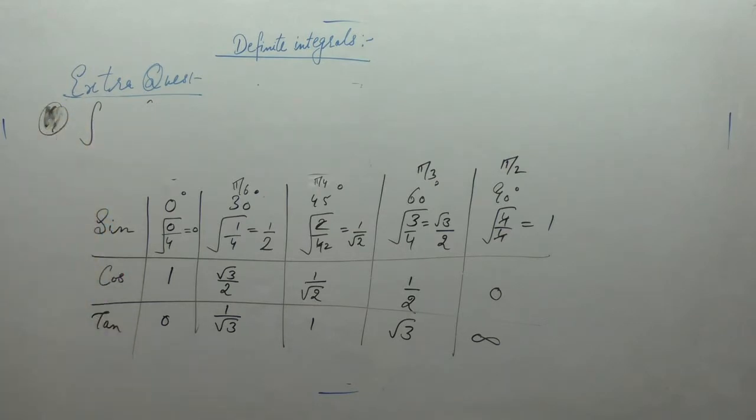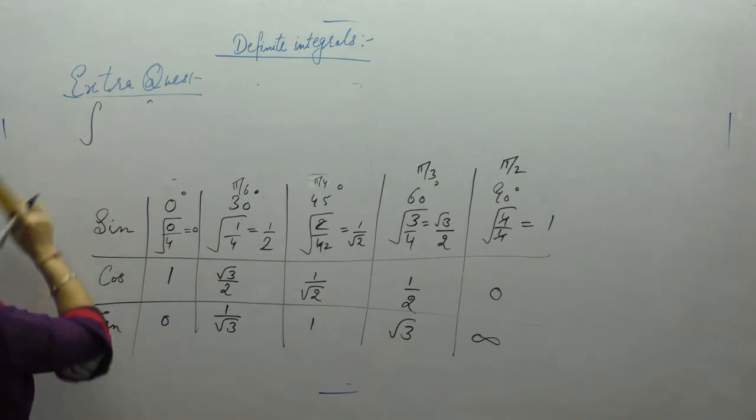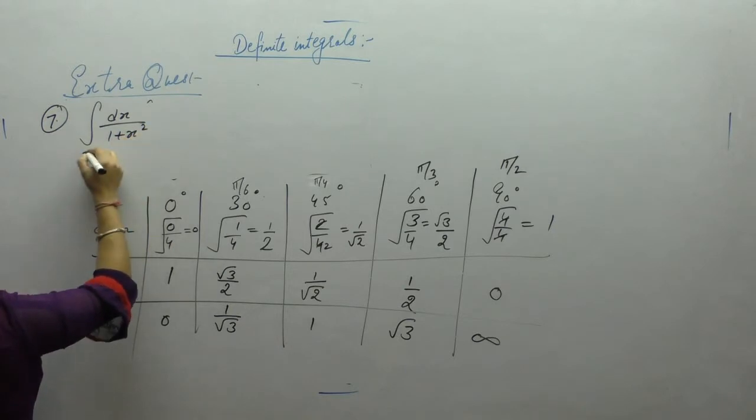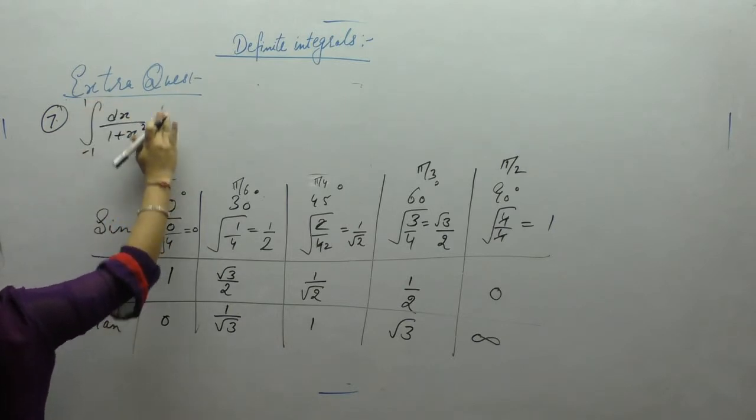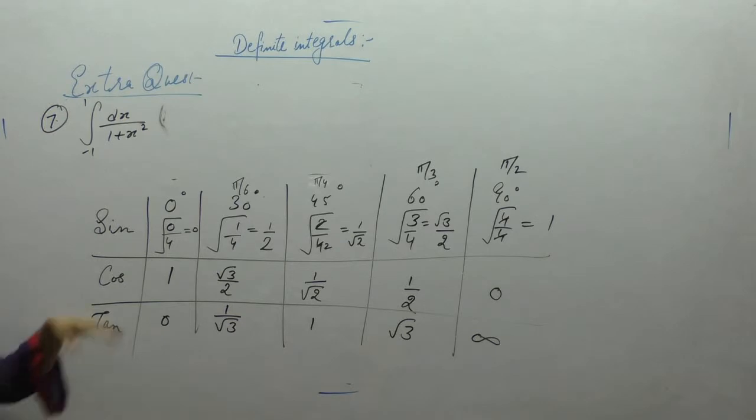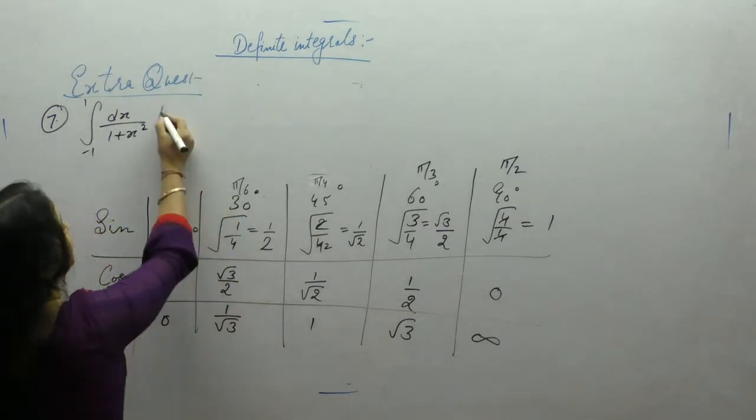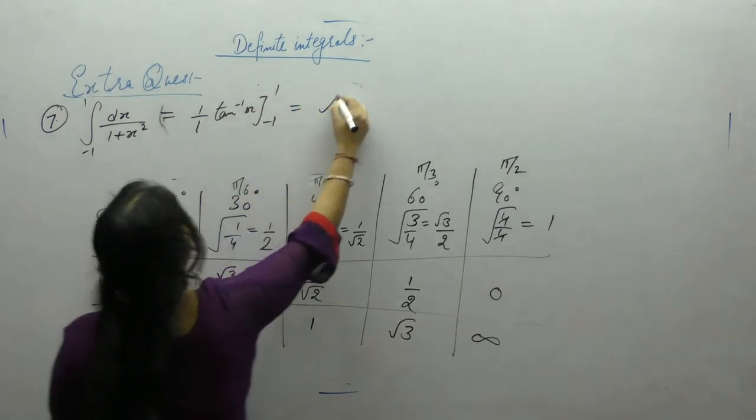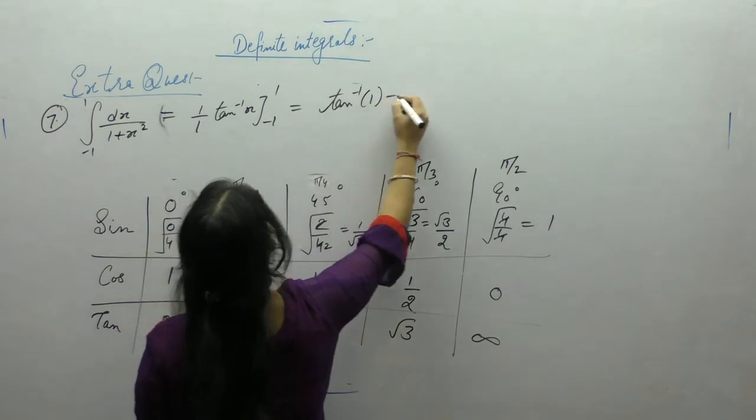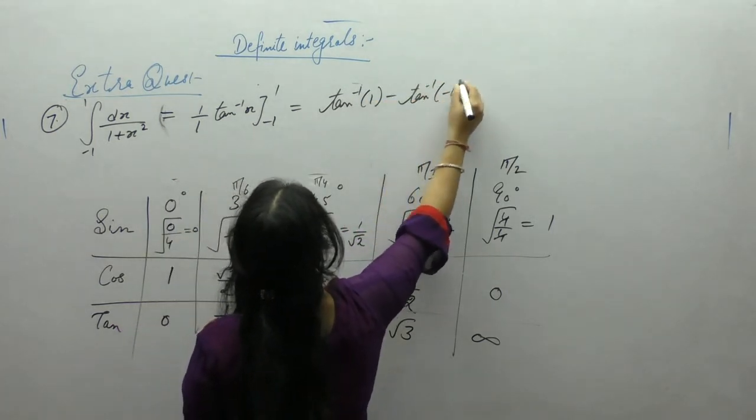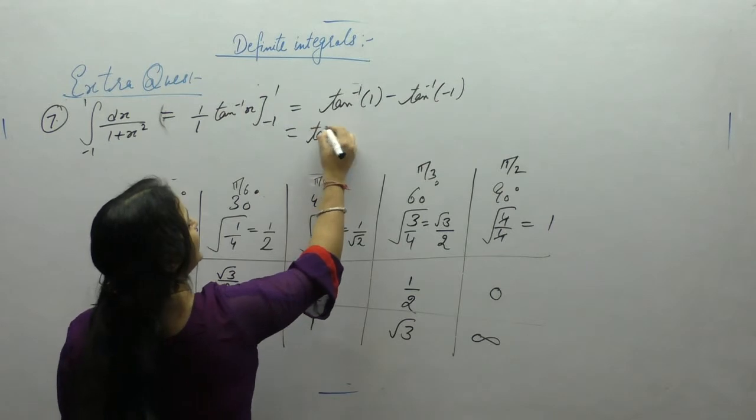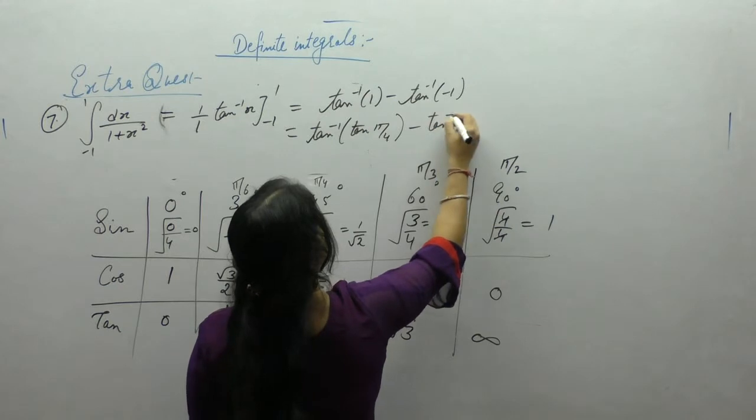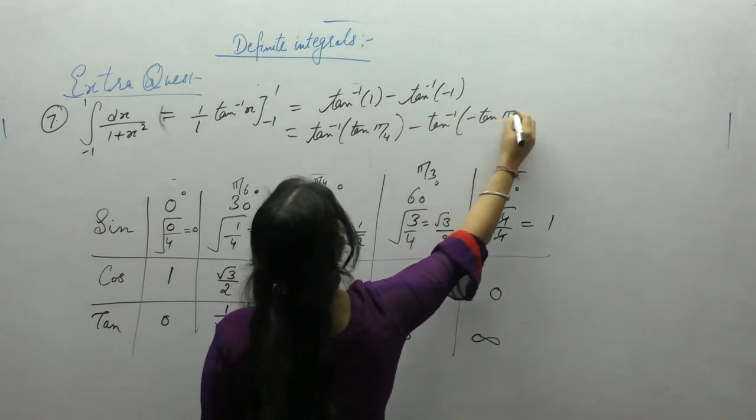Question number 7. dx upon 1 plus x square, limit goes to -1 to 1. This is again of form 1 upon x square plus a square, 1 upon a tan inverse x upon a. Put the limits now. Tan inverse 1 minus tan inverse minus 1. 1 is value of pi by 4, tan pi by 4 minus tan inverse minus tan pi by 4.